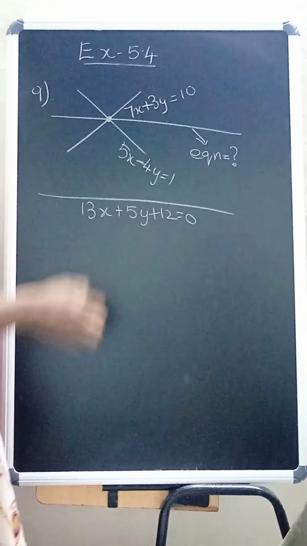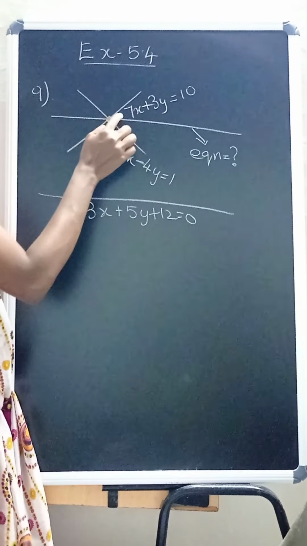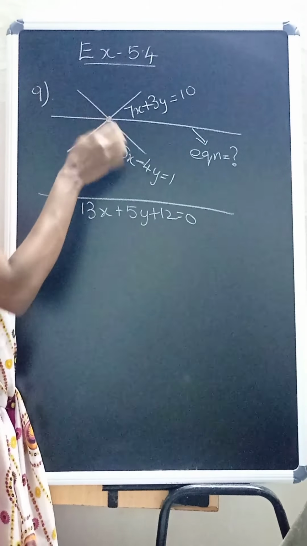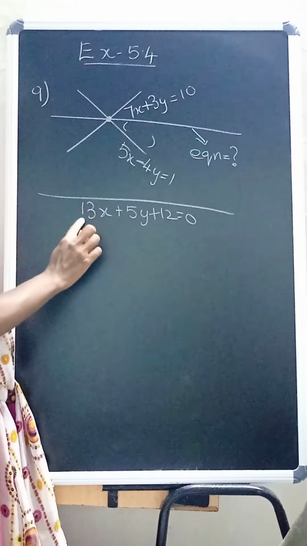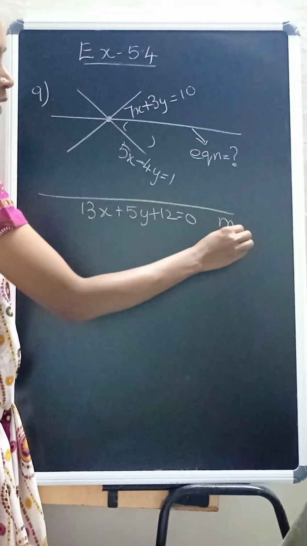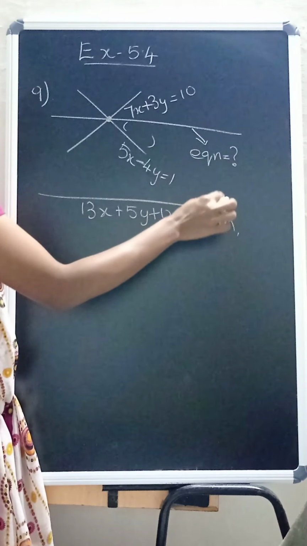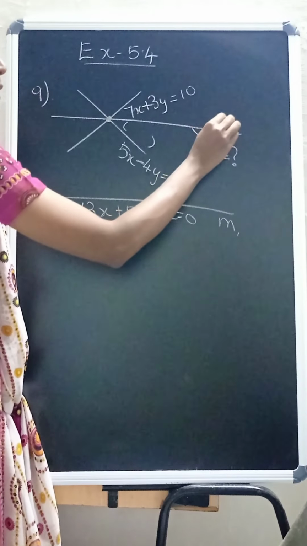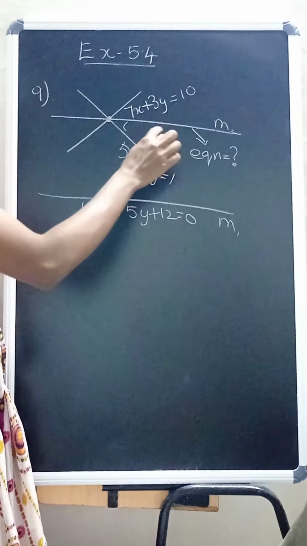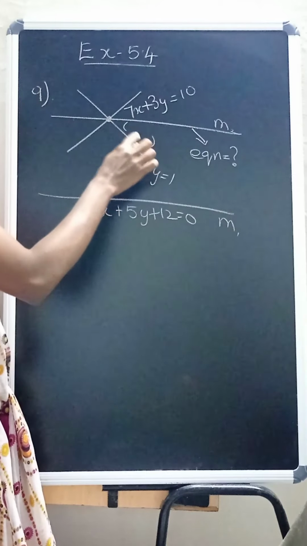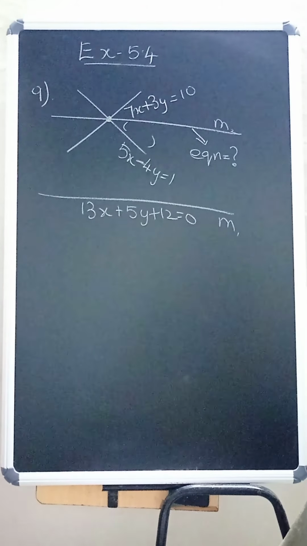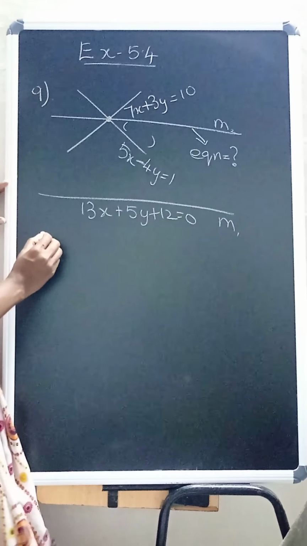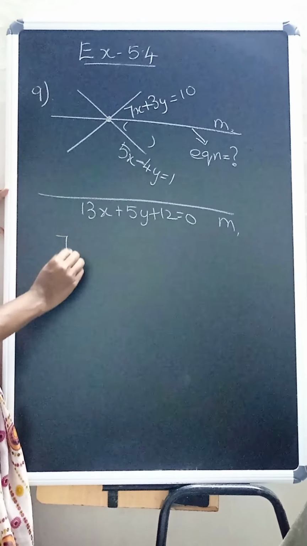Now what you are going to do is find the point of intersection. By solving these two equations you will find the point of intersection. You will get 1 point. You will find the slope here, m1. Since these two lines are parallel, m1 is equal to m2. So you will get a slope here. Now using this slope and this 1 point, you will find the equation of the required straight line. Now let us proceed. First find the point of intersection.